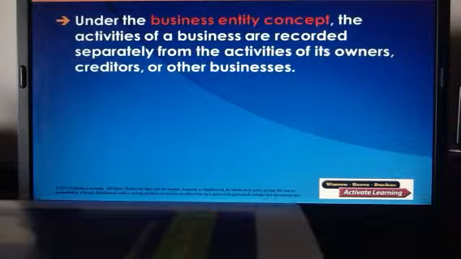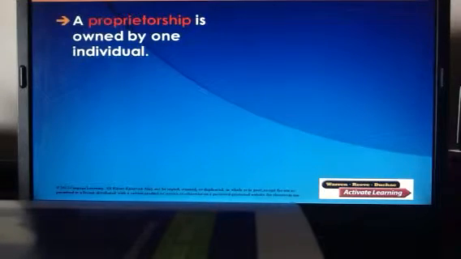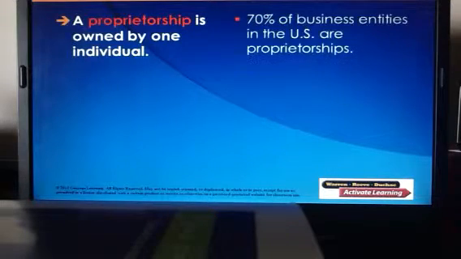There are several concepts that we follow in accounting. One is called the business entity concept, and that says that the activities of the business are recorded separately from the activities of the owners, the creditors, or other businesses. So each business is treated as a separate entity. There are three basic types of businesses. A proprietorship is one that's owned by one individual.